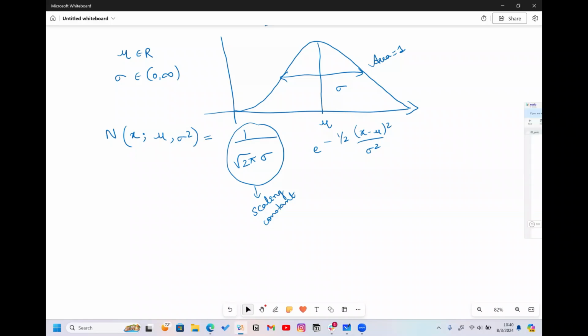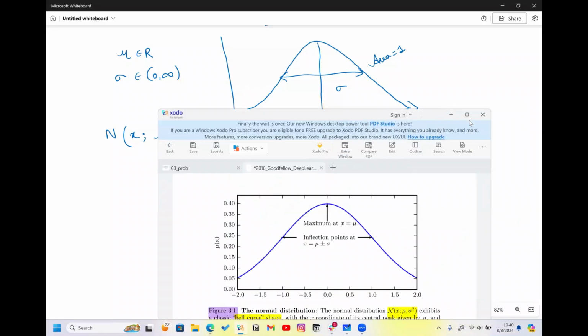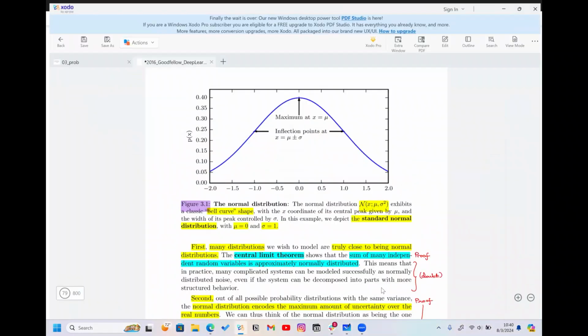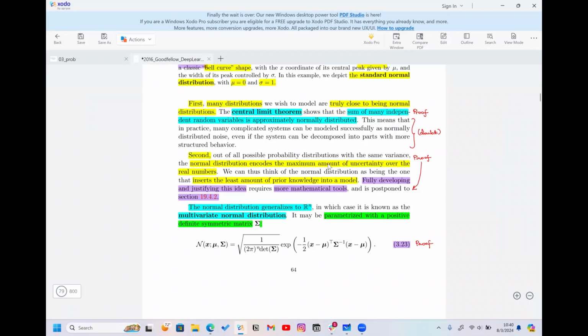Maybe I'll try to share my screen. One second. Okay, can you see my screen? Yes. Okay, so this part, the second part, where they talk about out of all possible probability distributions, it encodes the maximum amount of uncertainty and the least amount of prior knowledge is required to be inserted into the system. This particular part I did not get.